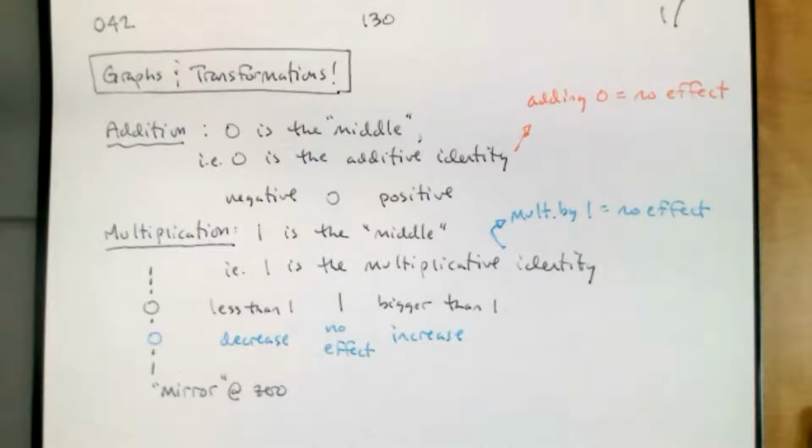The important thing here is that 1 is the middle of multiplication. Multiplying by bigger than 1 makes things bigger. Multiplying by less than 1 makes things smaller. Any questions? Is everybody okay?